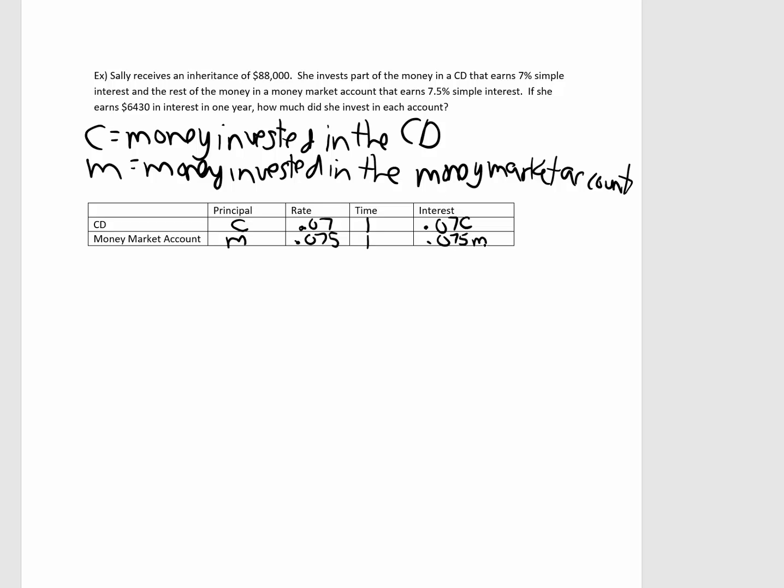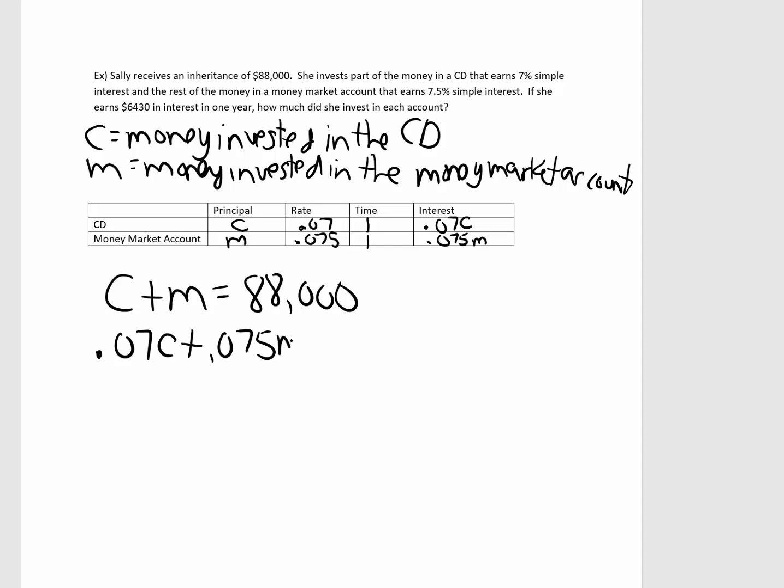So, where are my two equations coming from? Well, one column is from the principal, so I can take C plus M, and the total amount of money Sally invested is $88,000. And the other one is the interest. So I take the interest from the CD plus the interest from the money market account, and then I set it equal to the total interest. Now, I am going to solve this system of equations by using substitution.